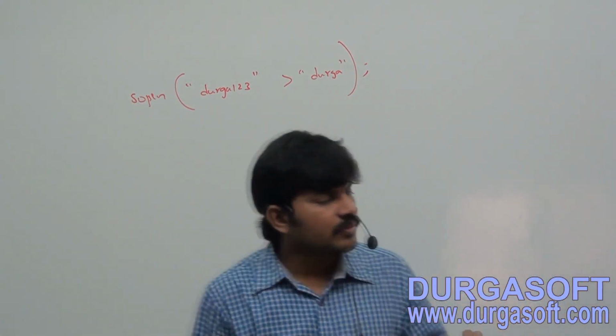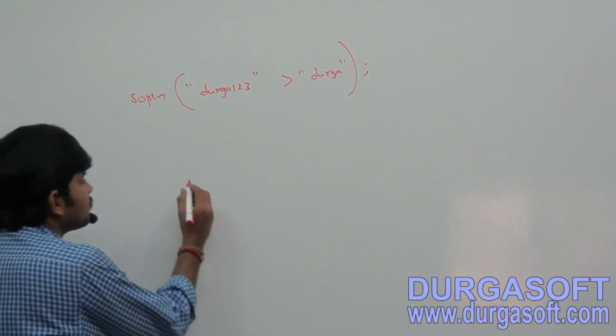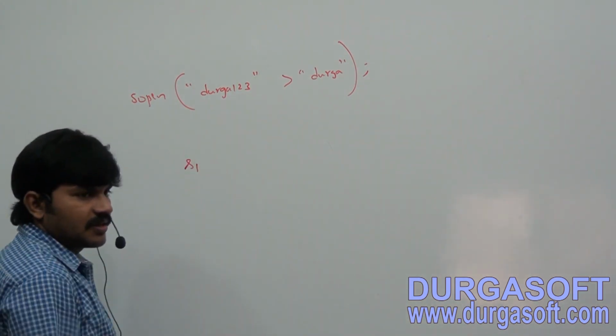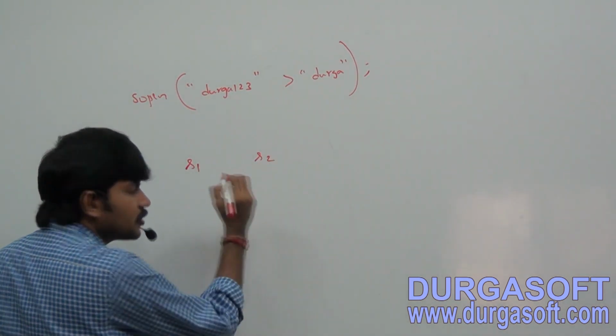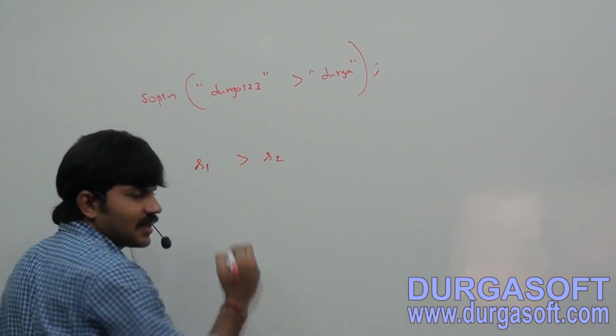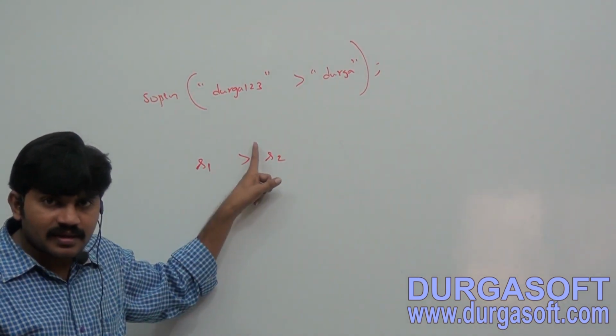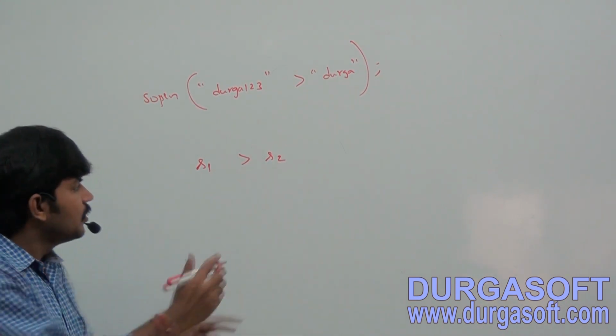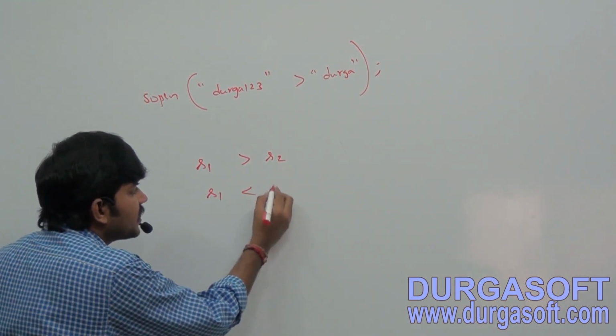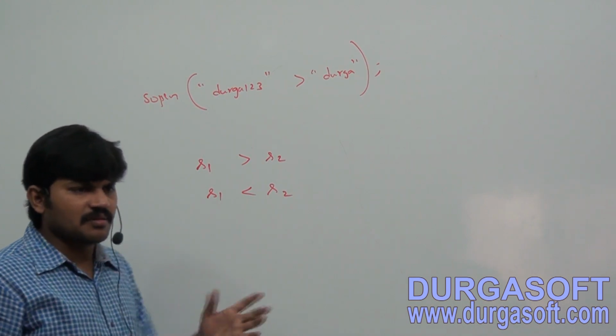Sir, I have two student objects, S1 and S2. Sir, first student greater than second student. What is the meaning? Meaningless, right? First student greater than second student is nothing but meaningless. First student less than second student, it's not meaningful.